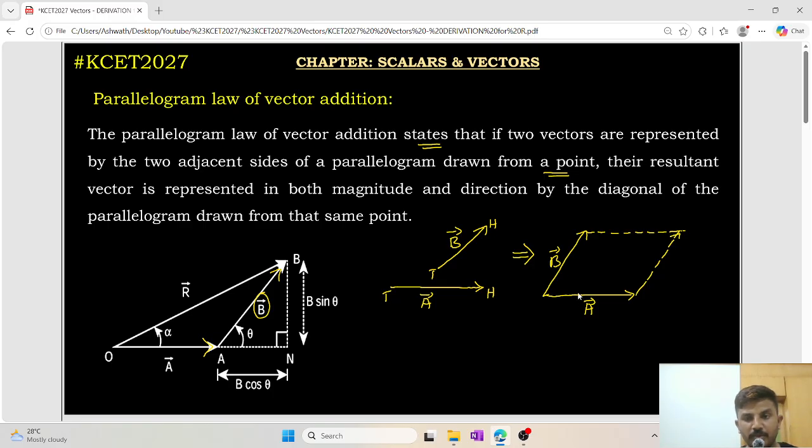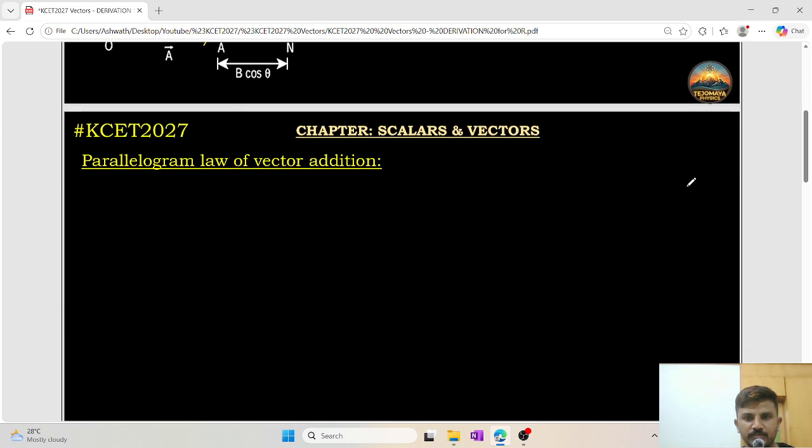So now A and B are representing the magnitudes of two adjacent sides of the parallelogram. Then the resultant of these two is given by drawing the diagonal from the common point, that is, where the tails are joined. If you join a line, this is the resultant. This diagonal gives you the resultant. Now, what is the value of this resultant and what is the angle made by this resultant with A? That I am going to find in this video. Okay, let us start with the derivation.